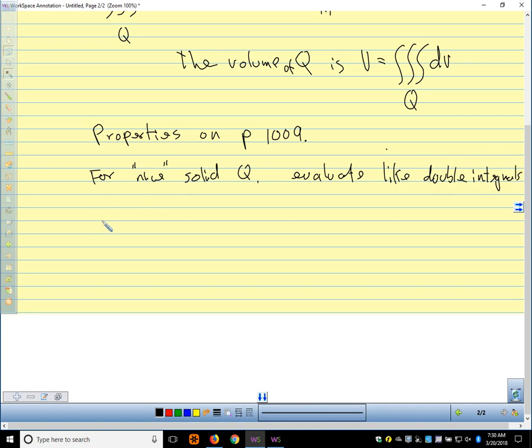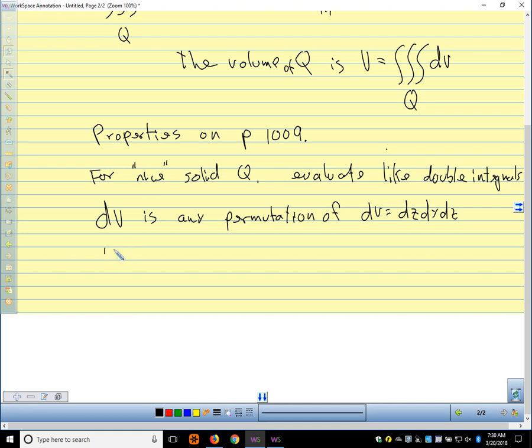And in that case, dV is any permutation of dV equals dz dy dx. So there are 6 possible orders of integration for a triple integral. Any permutation of these 3.